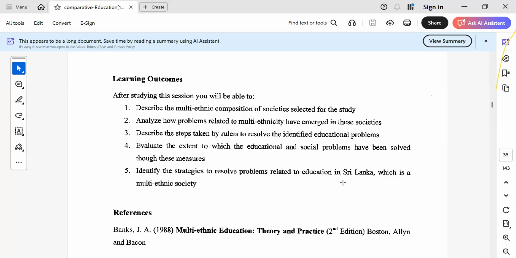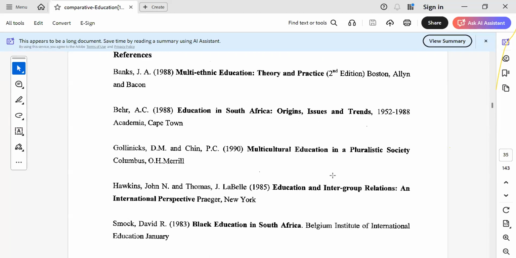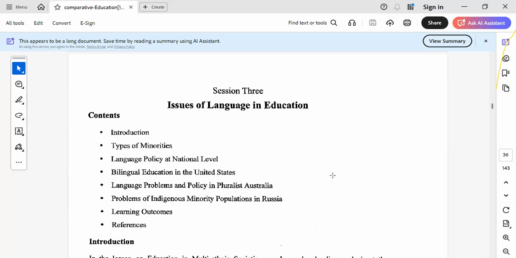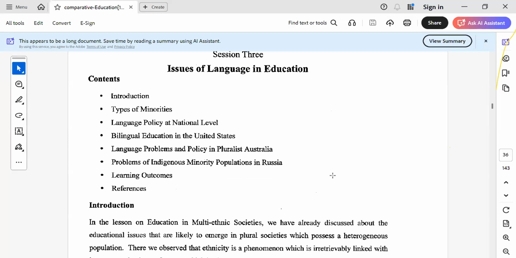Right, so the problems are rising with multicultural ethnic sides, right? So we have to mediate, right? As teachers, we have to understand how we can connect the people, right? So without any conflict, how we can have a peaceful multi-ethnic classroom. So issues in language in education, we already learned, right?